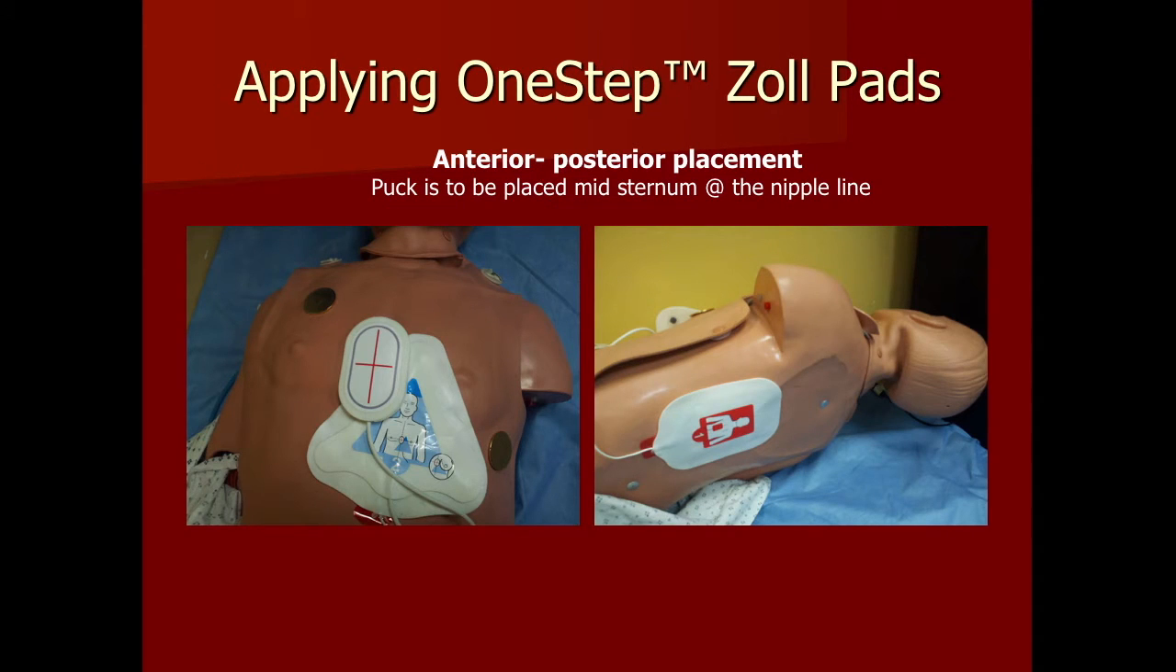When applying the OneStep Zoll pads, the most common placement is the anterior-posterior placement. As you can see, right here we have what's called the CPR puck, and this is placed mid-sternum at the nipple line. The CPR puck is what you will continue to do chest compressions on, and that will talk to the Zoll defibrillator and give you feedback on how you're doing your CPR.